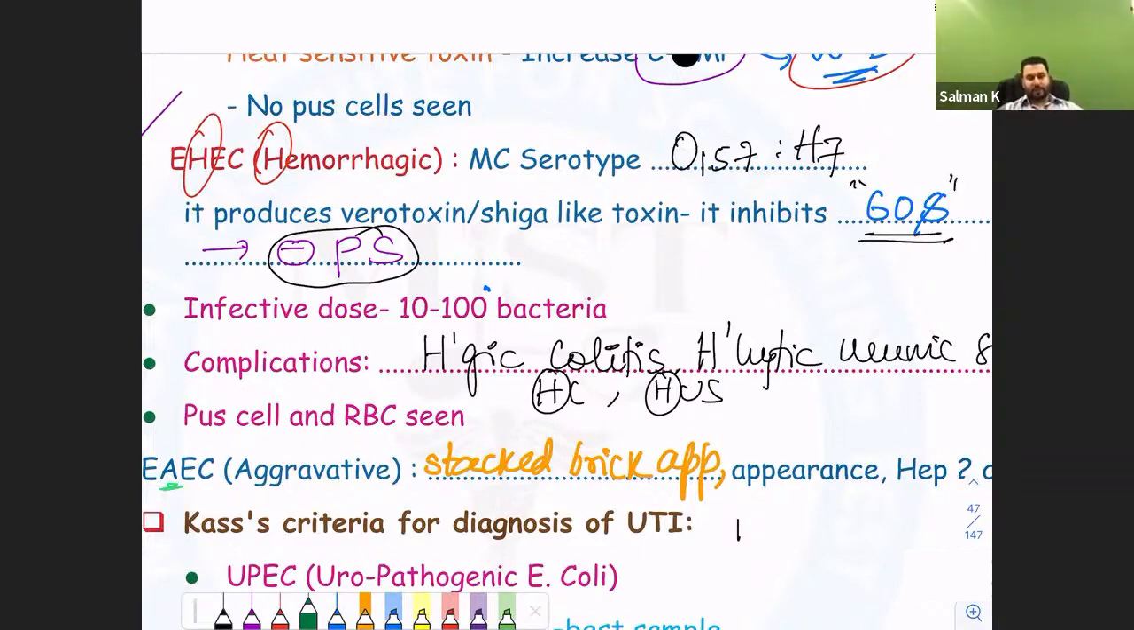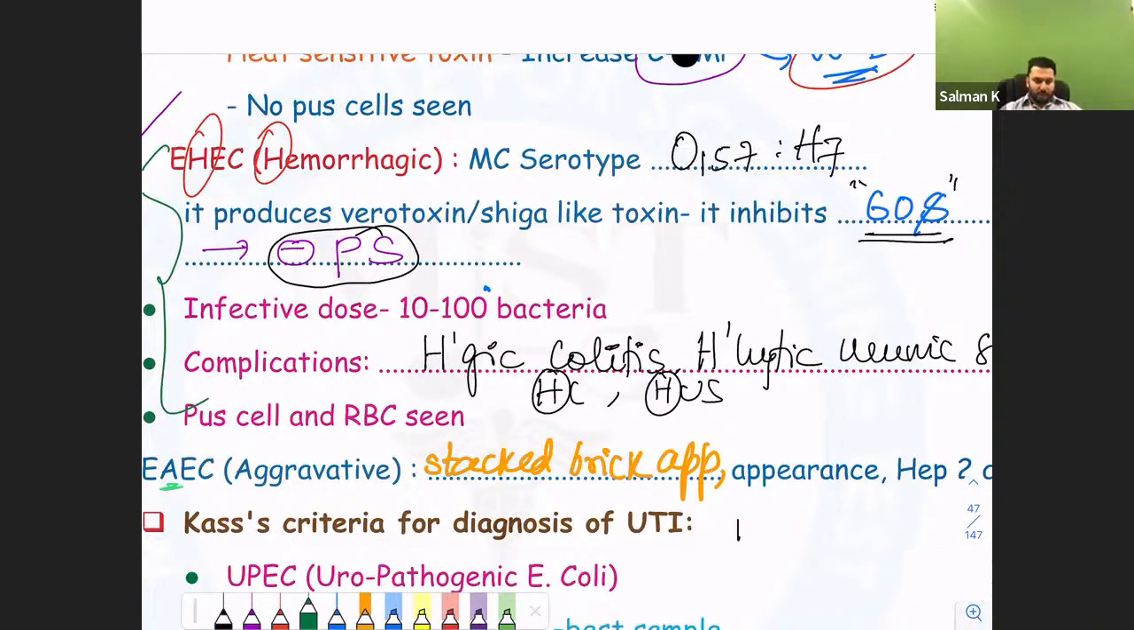Next thing is this: infective dose. It is very less. Only a few bacteria can actually initiate the infection. As you can see, only 10 to 100 bacteria are able to produce this infection. That's a very important point. In fact, whatever you are studying right now, apply the same for Shigella.